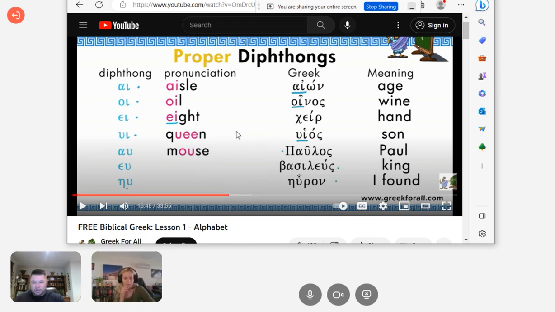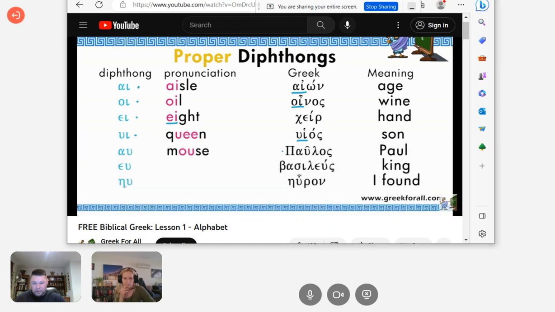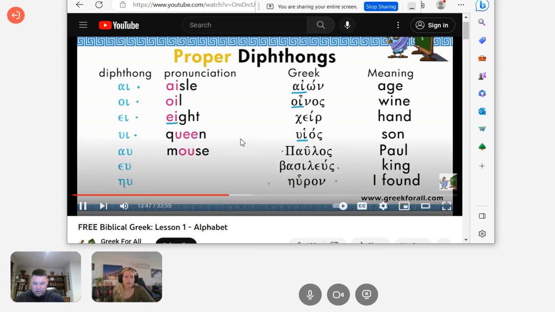Put it again one moment, and you'll hear it. English, but they are pronounced the same, eu. The Greek examples are Basileus, king, and Heuron, I found.